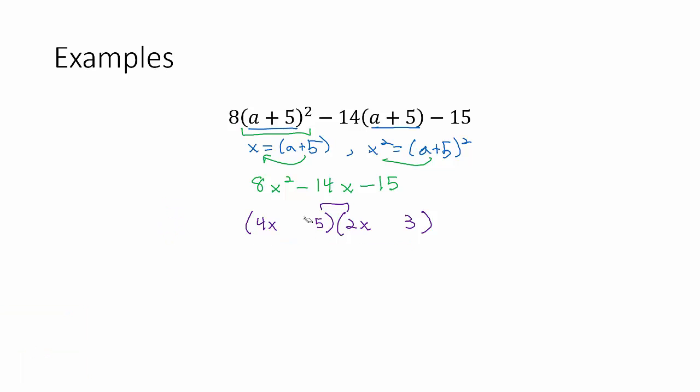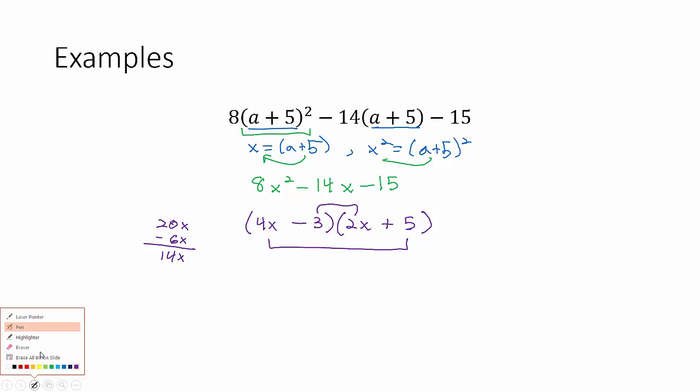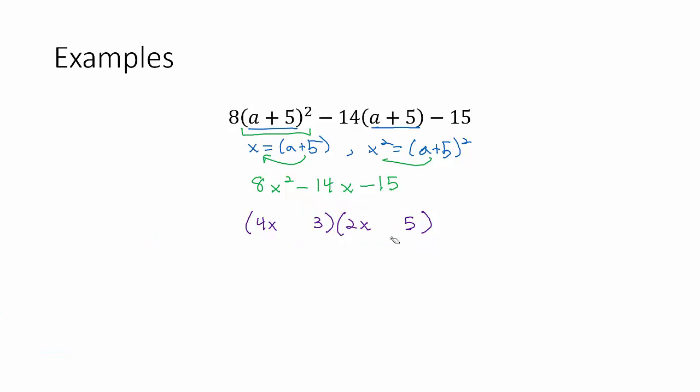Okay. Let's try switching the 5 and 3. Make it 3 and 5. Oh, I can put signs in here too. Let's make the first one negative and the last one positive, just because. 4x times 5 is 20x. 3 times 2x is minus 6x. That's a positive 14x. We're getting close. We want a negative 14x. So that just means our signs are wrong. It's going to be a plus and a minus.